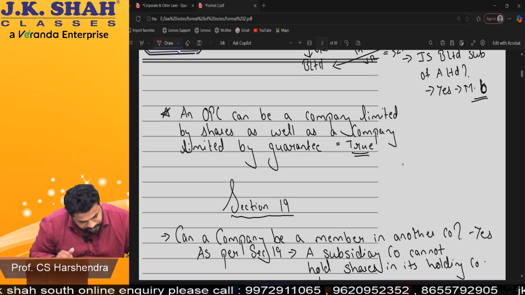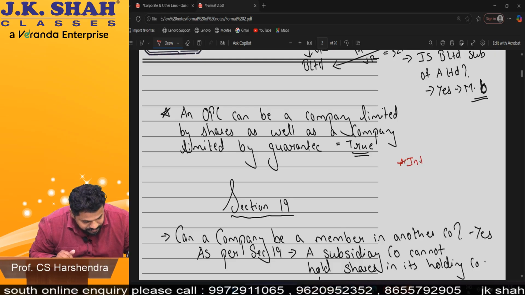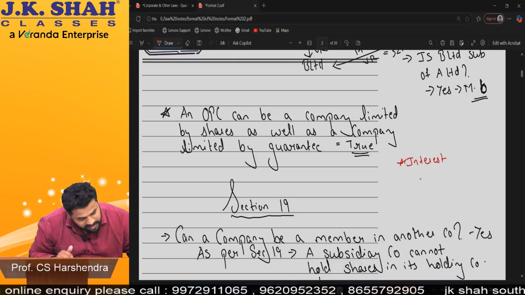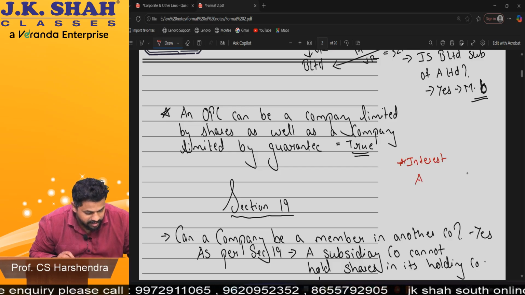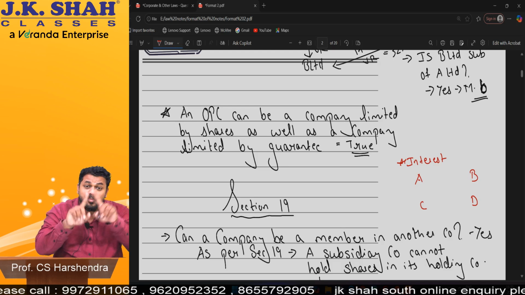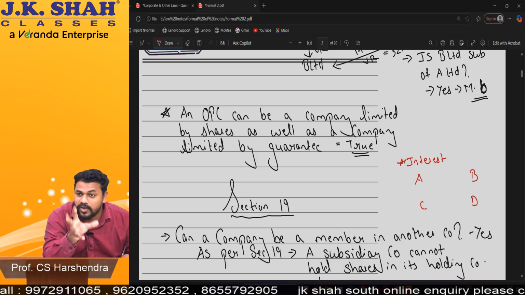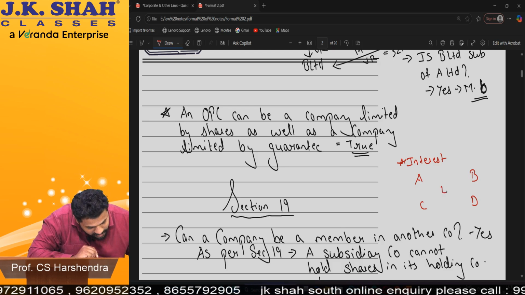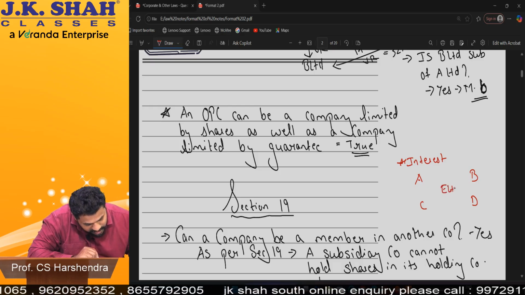And write it here. Interest. Example: A Limited, B Limited, C Limited, D Limited. They formed a JV, a joint venture. Have you heard about joint venture? And that joint venture is E. E Limited is the joint venture.